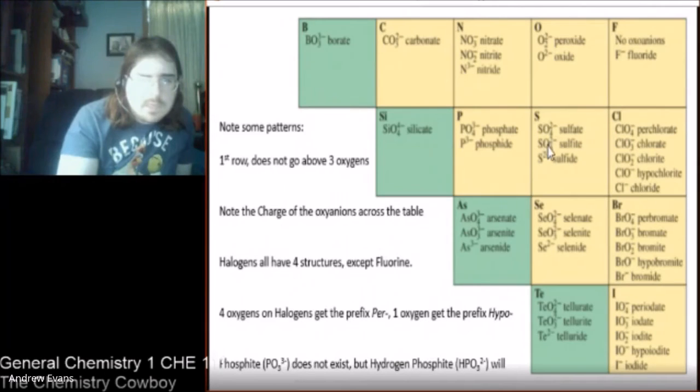Why does this one have 2 minus? This is 2 minus because it's group 6. 6 minus 8 for oxygen makes this -2. Please note, phosphite does not exist normally, but hydrogen phosphite does. So you would think phosphate would give phosphite, but it's just not stable. And so we need a hydrogen in there to make it stable.